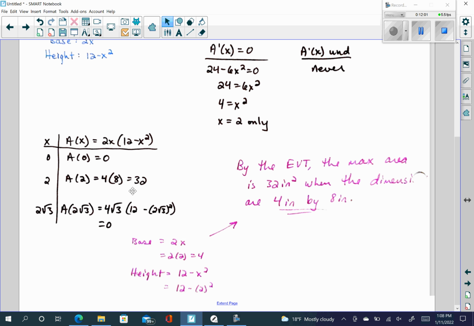And evaluating each one, we get 32 is going to be the max. So we'd say by the extreme value theorem, the max area is 32 square inches when the dimensions are 4 by 8. So if x is 2, our base is 4, and then we'll get 12 minus 2 squared, which will give us the 8 inches.